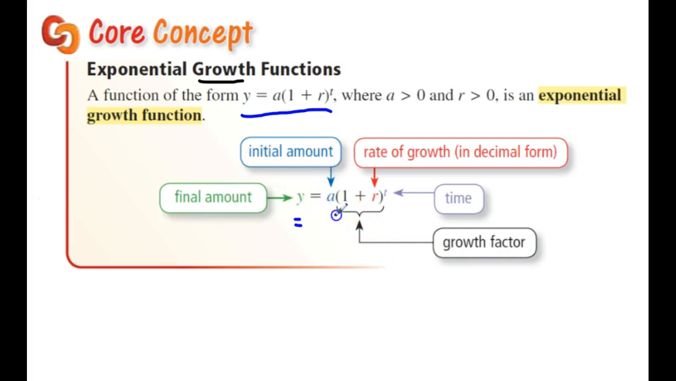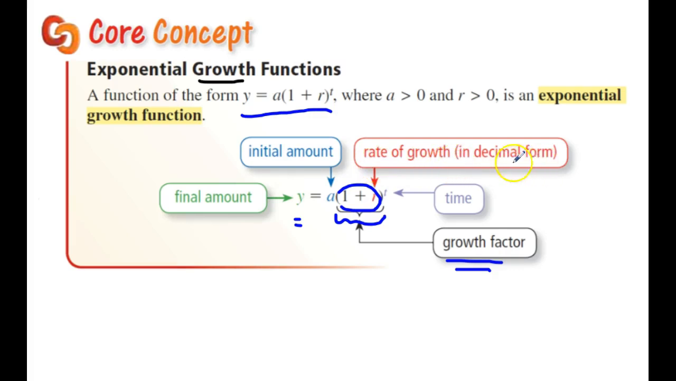This entire thing that's inside my parentheses is considered my growth factor. And I'll know it's a growth factor rather than a decay factor, which we're going to talk about in just a minute, because this is always going to be greater than 1, right? Because I'm adding 1 plus something else, so I know that this is going to be greater than 1, so it's a growth factor. So this r value is my rate of growth.